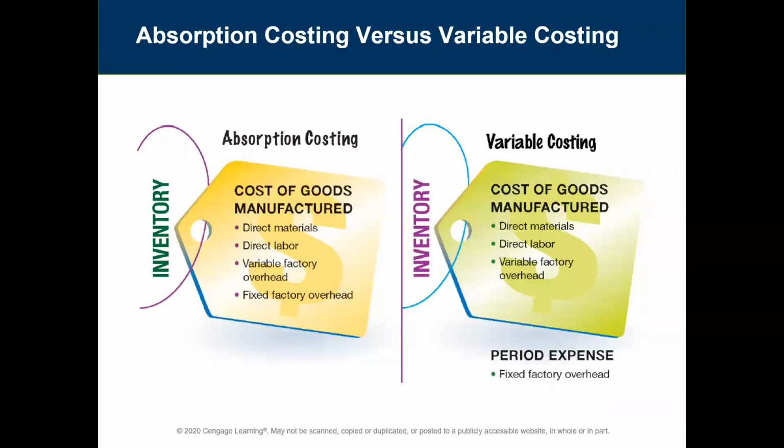And so you can see here visually what that would look like under absorption costing for external reporting for GAAP purposes. All of the costs are included, but under variable costing, the fixed factory overhead, those costs that we're going to incur whether producing product or not, are treated as a period expense. They're expensed in the period in which they're incurred. They go right to the income statement. They're not considered inventoriable costs.